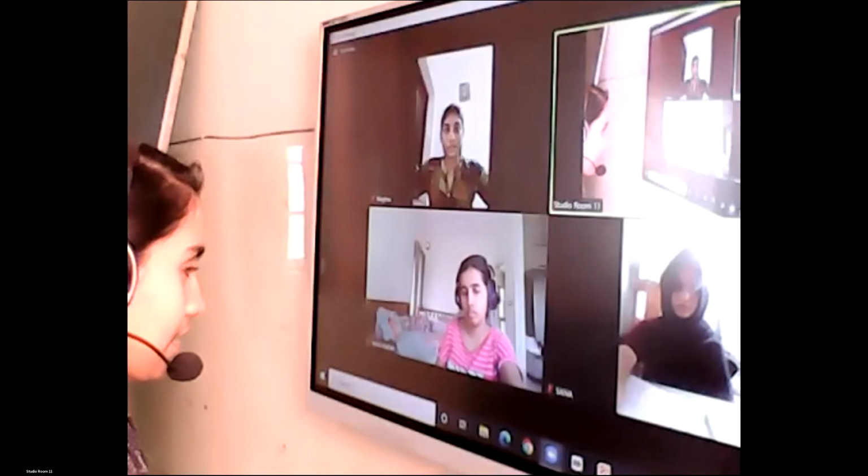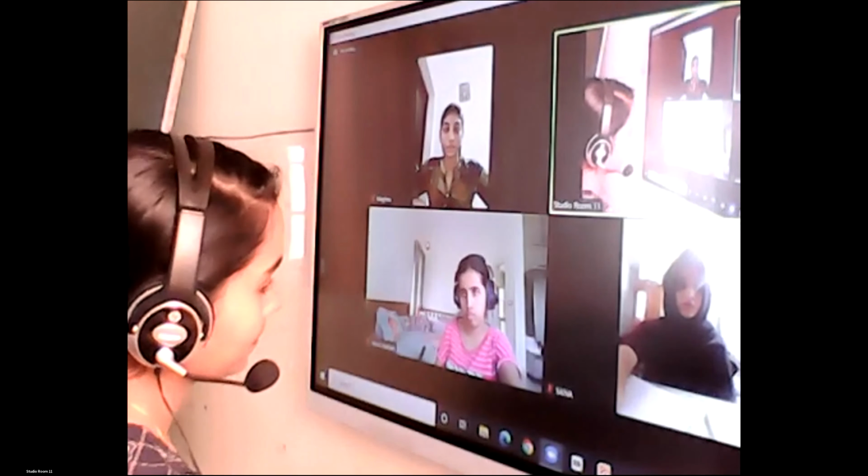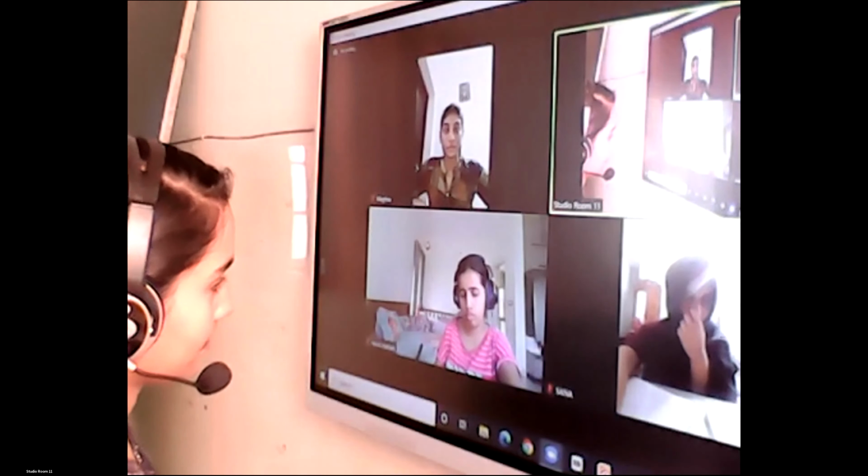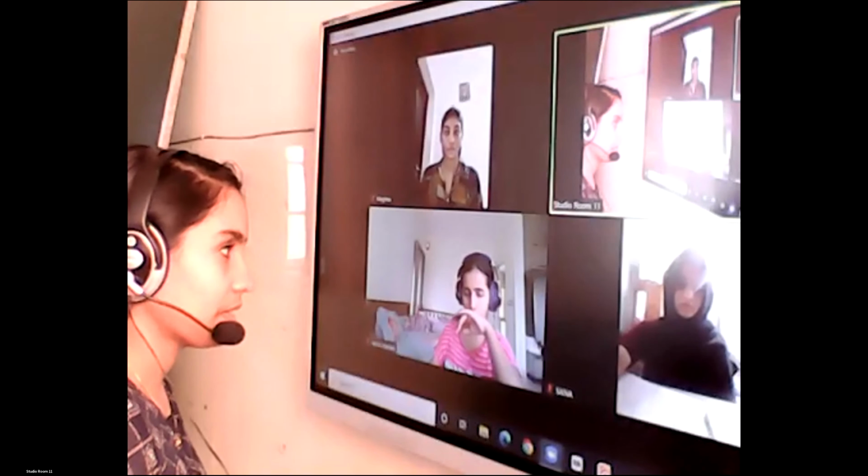What are basic weaves? Explain the basic weaves. Basic weaves: plain weave, then twill weave, and satin weave. These are the three basic weaves.